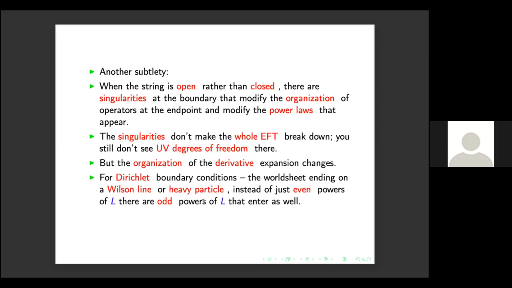Another subtlety is that when the string is open rather than closed, there are singularities at the boundary that modify the organization of operators at the endpoint and modify the power laws that appear. The singularities don't make the whole EFT break down. You still don't see the UV degrees of freedom, but the organization of the derivative expansion changes. For Dirichlet boundary conditions, the world sheet ending on a Wilson line or heavy particle, instead of just even powers of L, there are odd powers of L that enter as well. This was first studied, I believe, by Komargodski and Aharony.